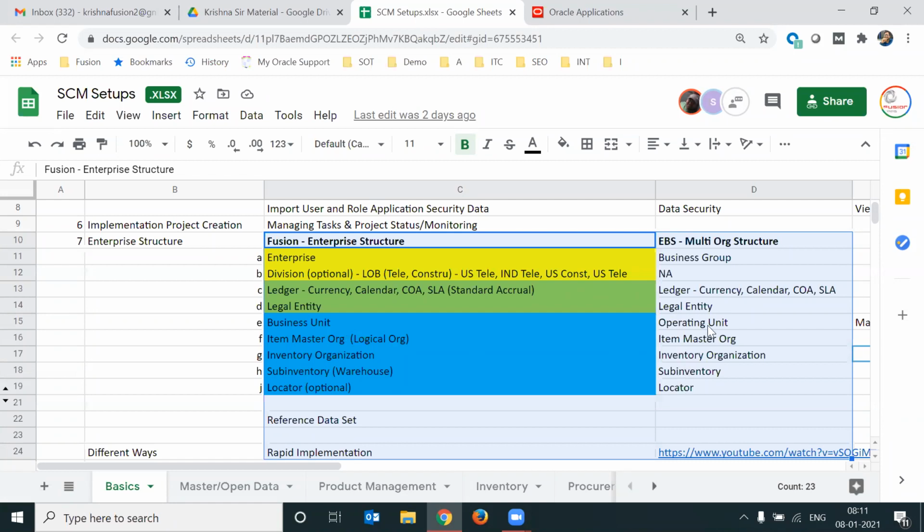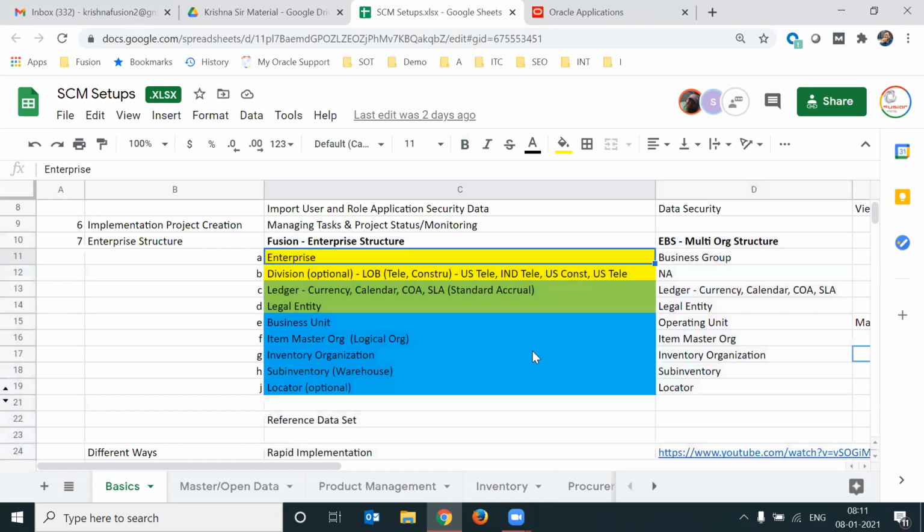So the difference you will see is in two places. One place is that operating unit is replaced by business unit, and the business group is replaced with the enterprise. So what is enterprise and what is division? We'll discuss that.